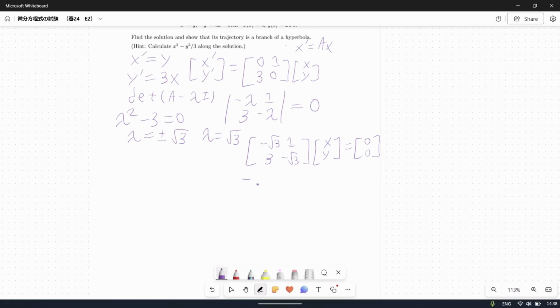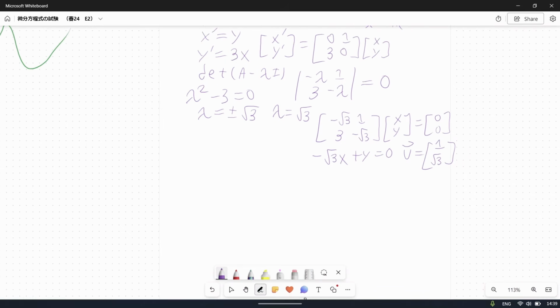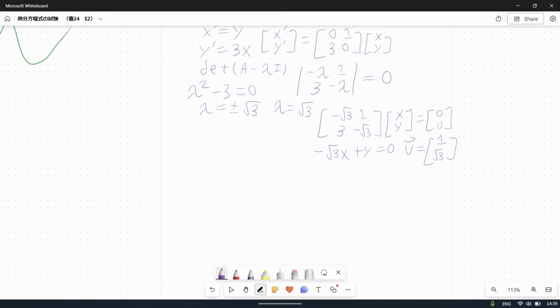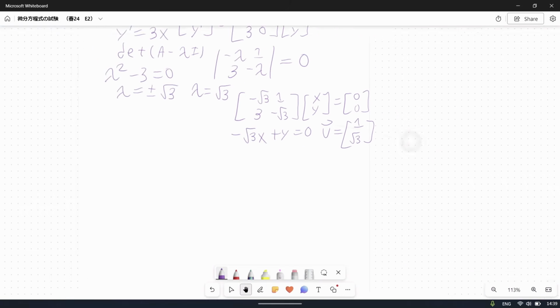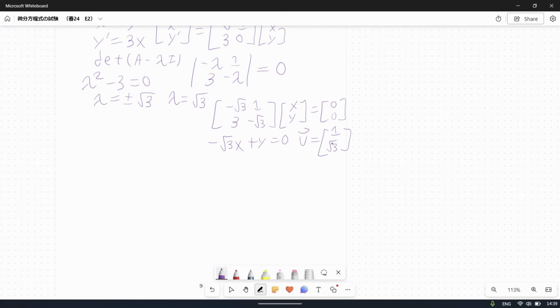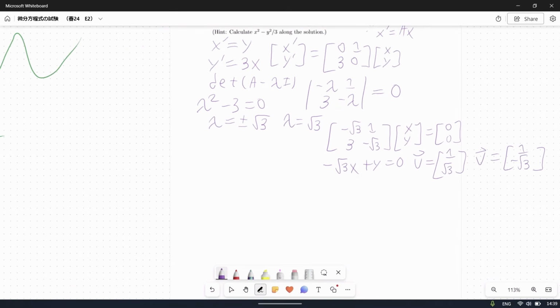So we say that negative root 3 x plus y is equal to 0. And so our corresponding eigenvector is going to be equal to 1 and root 3 when we move things around. And this will satisfy this equation, so this is a valid eigenvector. And then since roots come in conjugate pairs, we don't even have to do all this computation to find the second eigenvector. We can just come up with a conjugate eigenvector where this bottom term is flipped, so we have a second eigenvector that's just equal to 1 and negative root 3, like this. So we have our two eigenvectors from here, which is nice.